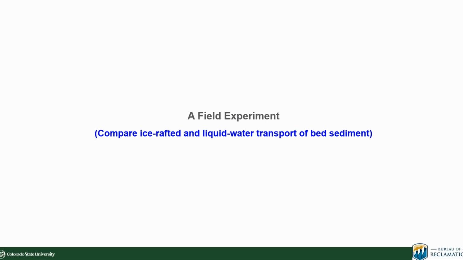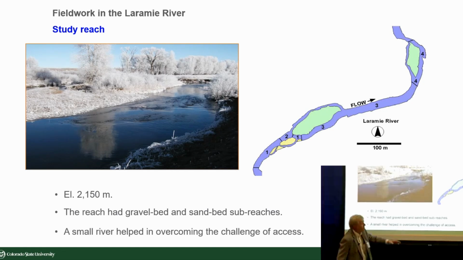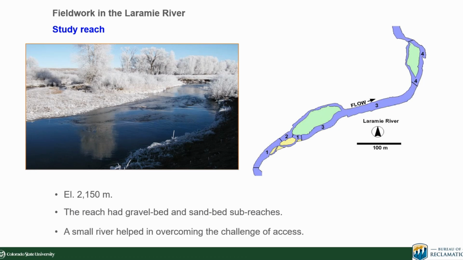So we did a field experiment on the Laramie River. We compared ice rafted sediment with water transported sediment to determine how important, for the Laramie River at least, ice rafting was. And so we had a site like this, small river like the Laramie River is ideal. These small rivers are wadable. They're good outdoor labs. This is the reach and indication of the zones. And we compared rafting of ice with open water condition.